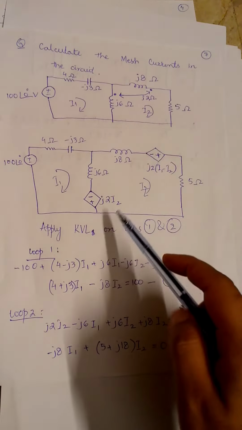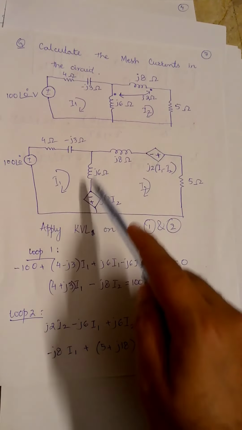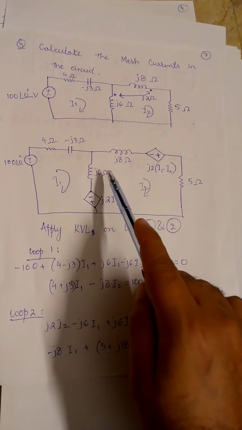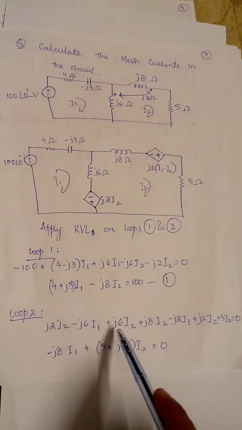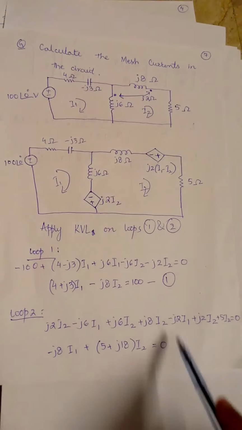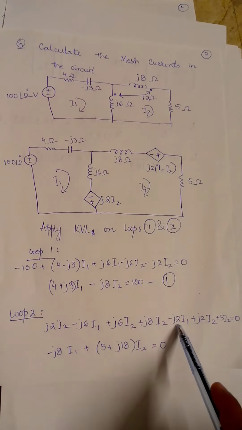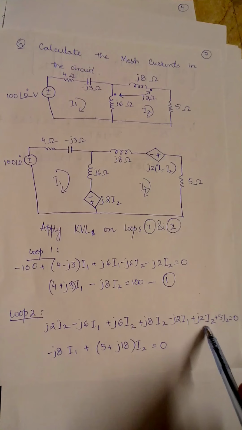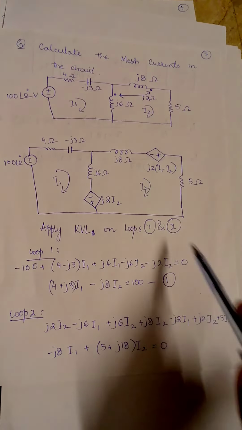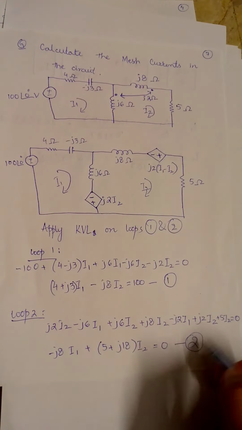Similarly in loop 2, this is plus j2 I2 when the direction of current is considered as clockwise, and this is again j6 I2 minus j6 I1. So here we have represented minus j6 I1 plus j6 I2 plus j8 I2 minus j2 I1, right? And plus j2 I2 plus 5 I2 equals 0. Solving these two equations, this is equation number 2.